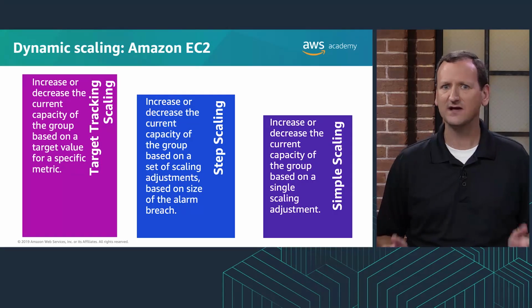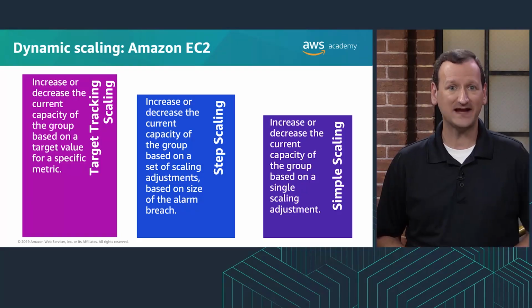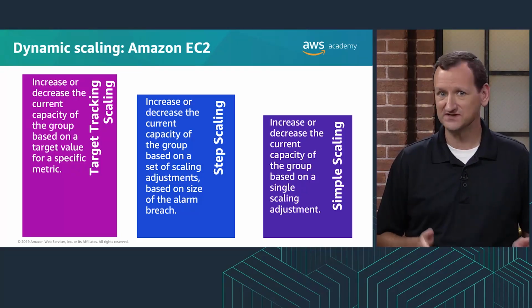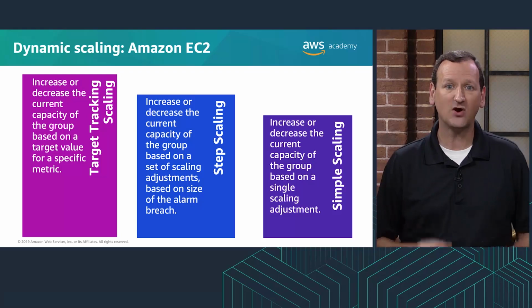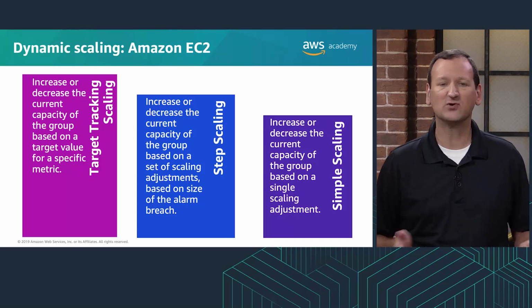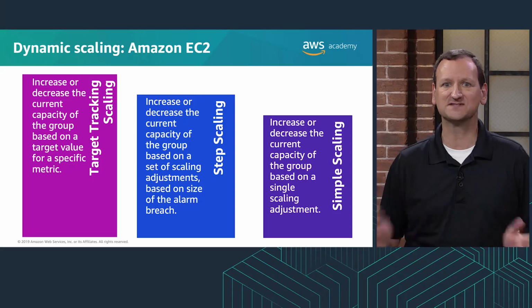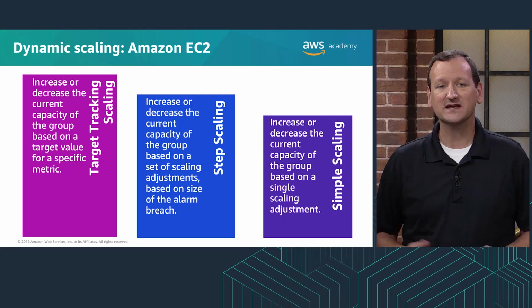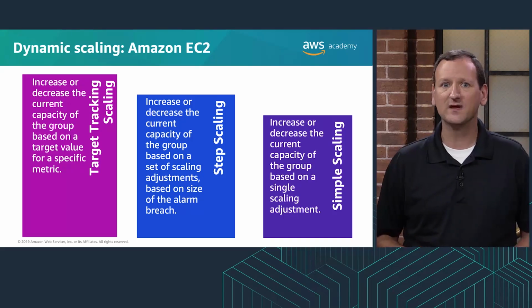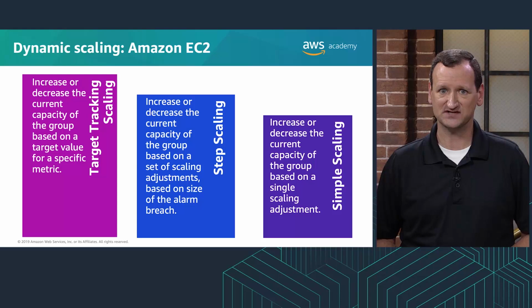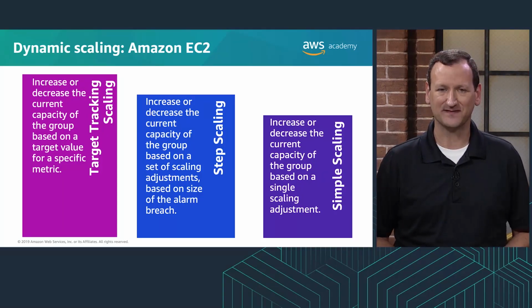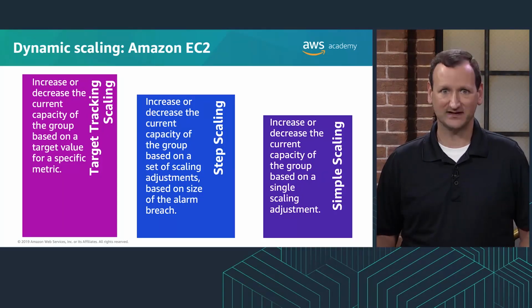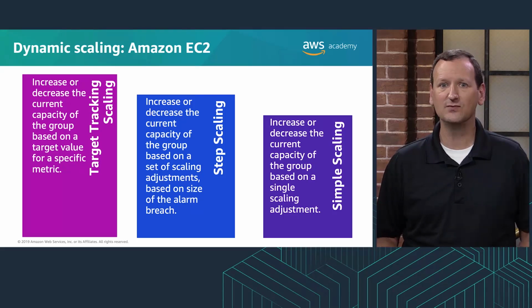Amazon EC2 Autoscaling supports 3 types of scaling policies. First, you can use target tracking scaling, which increases or decreases the current capacity of the group based on a target value of your chosen metric. For example, aim to keep group CPU average at 65%. Next, you can have step scaling. Step scaling increases or decreases the current capacity of the group based on a set of tiered scaling adjustments, which are known as step adjustments. And finally, simple scaling increases or decreases current capacity of the group based on a single scaling adjustment.